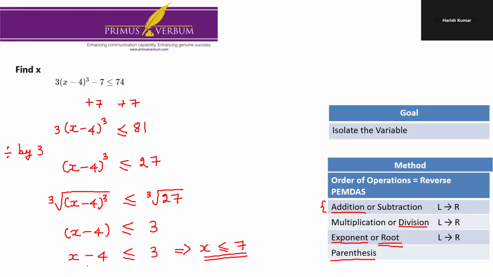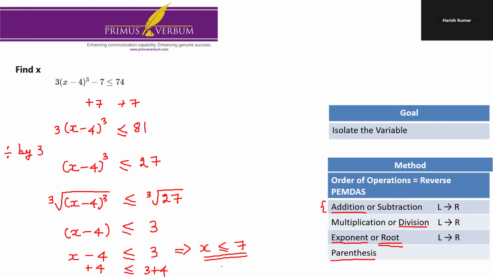So how did we get it? We just added 4 here. So this kind of canceled these two. And we kind of added 4 here also. So 3 plus 4 gave us 7 on the right hand side and x on the left hand side.